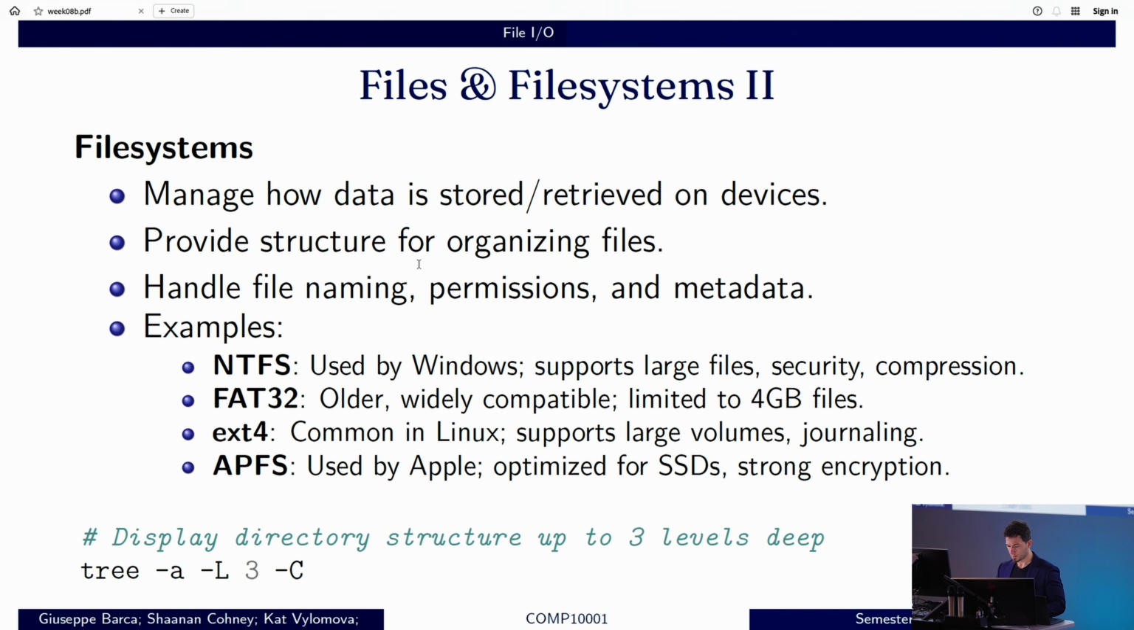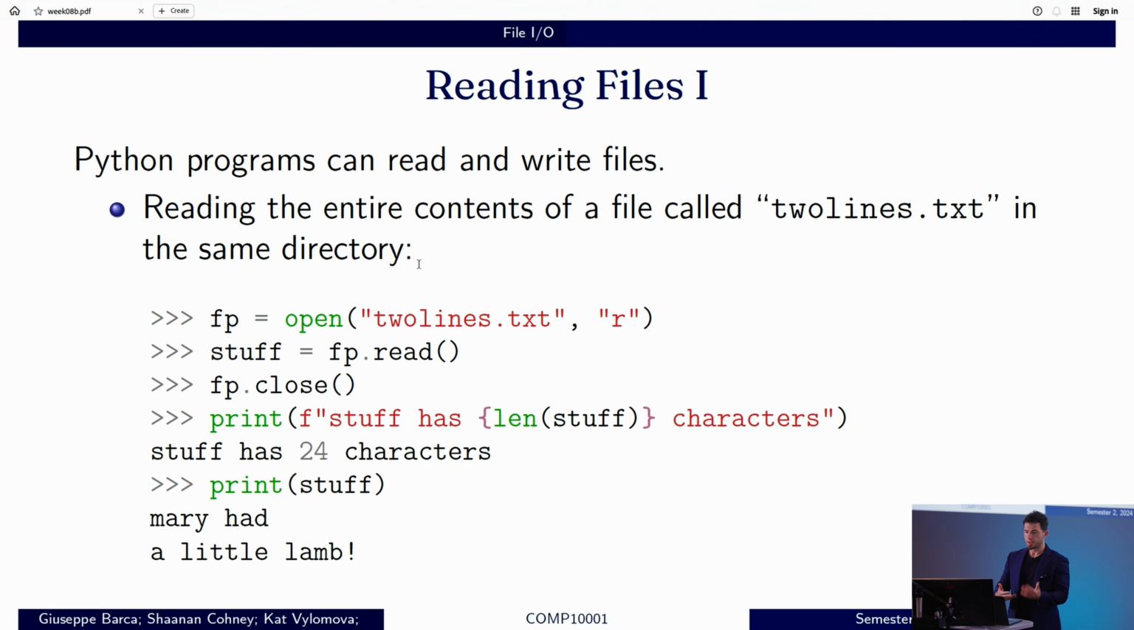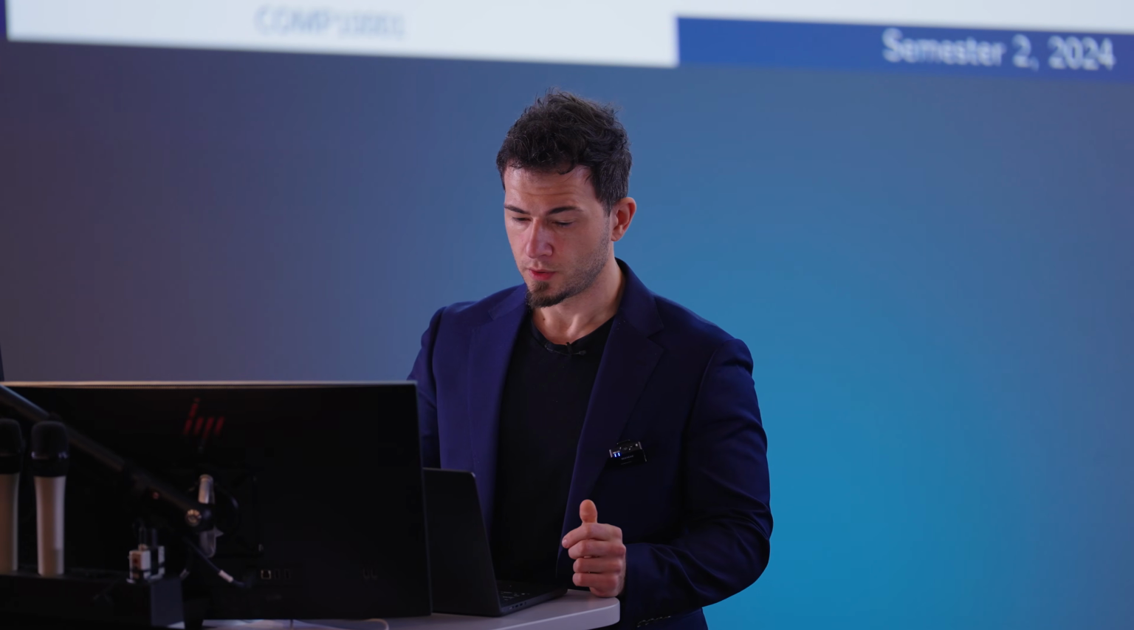Back to the slides, and now to the pragmatic part. How do we read and write files in Python? Let's say that in this case, we're going to go through an example. I have a text file called 2lines.txt. I want to read the content of that file, right? And I want to print it, okay? So how do we do this? Let's go through this process.